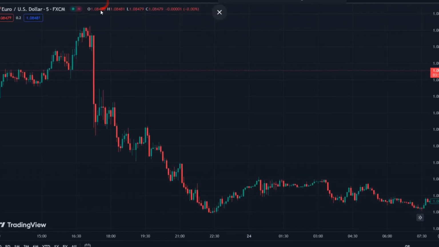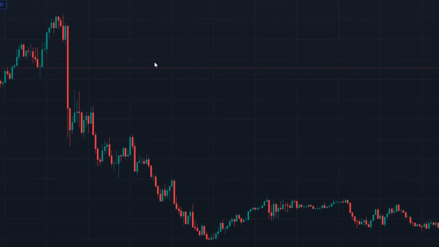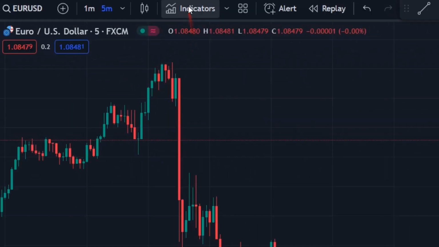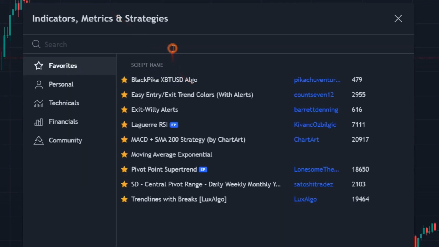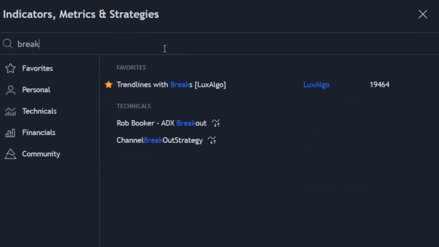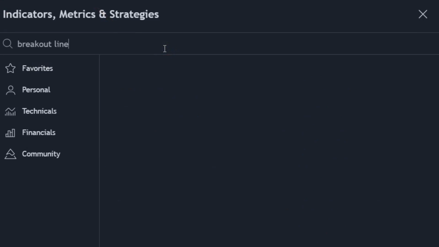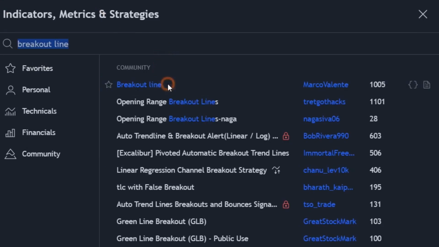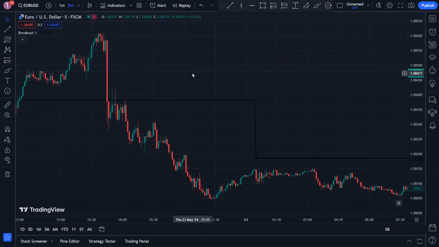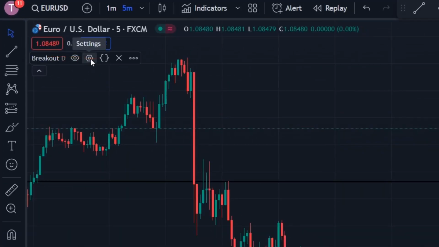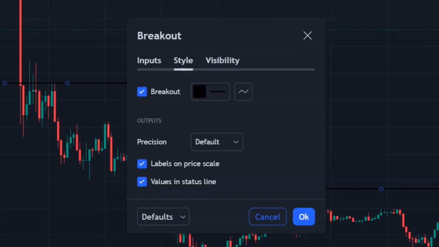Next, we need to add the first indicator to our chart. To do this, go to the indicator tab and search for Breakout line to find the first indicator for this strategy. Click on it to add it to the chart. This indicator requires some adjustments, so enter its settings and make the necessary changes to make it ready for use in this strategy.